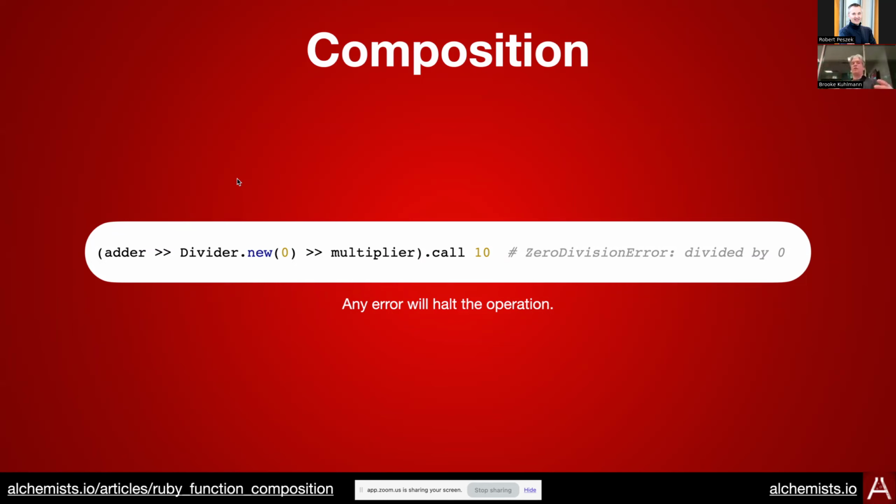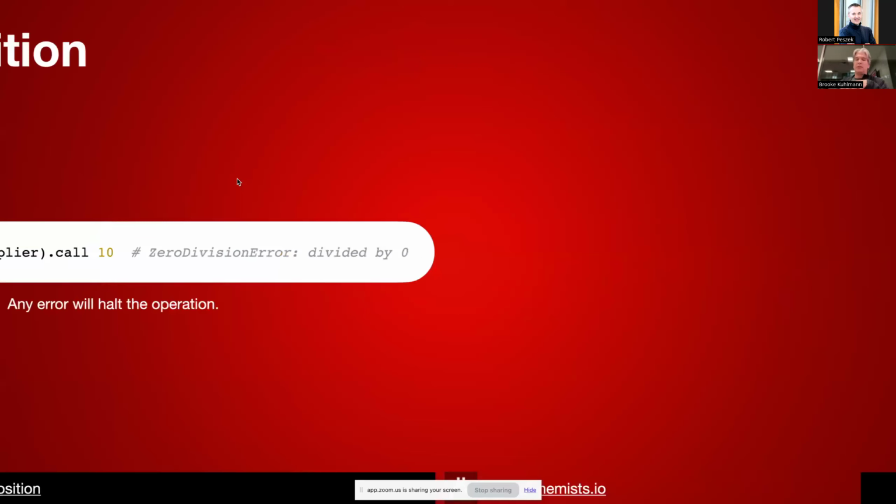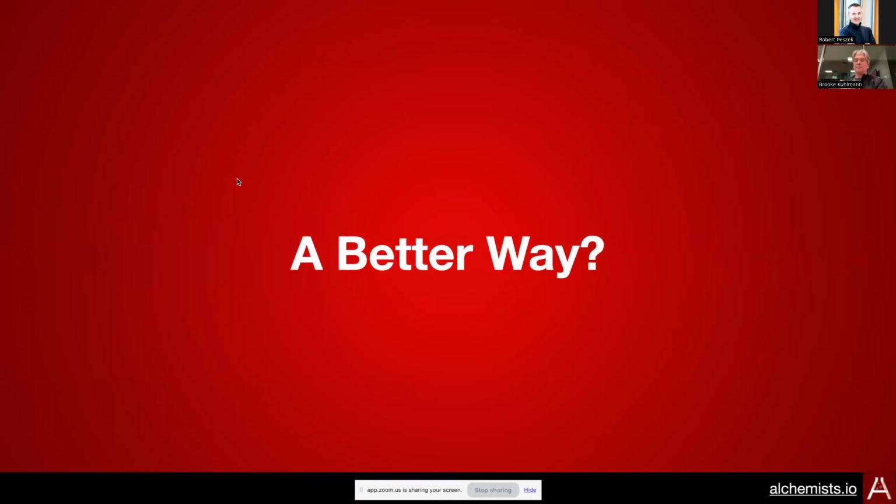And you kind of really don't want that because in a good railway pattern pipeline type flow, what you really want is if the divider fails, you just want it to nicely pass out as a failure at the end, not blow up and throw an exception, because you can do something interesting with that. And so by default, Ruby doesn't really give you that. So the question is then, is there a better way?